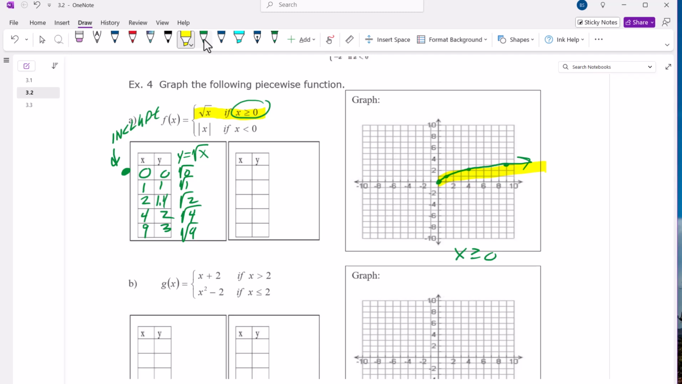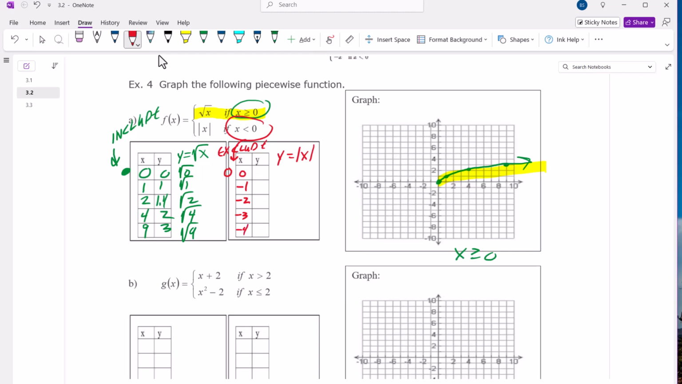Okay, the next one, you've got absolute value of x, but it says that you can only use x less than 0. Now you do want to use 0, but you want to make a note to yourself that you're excluding that point. But you do want to use 0 because the graph comes to an end at 0. Then use numbers smaller than 0.